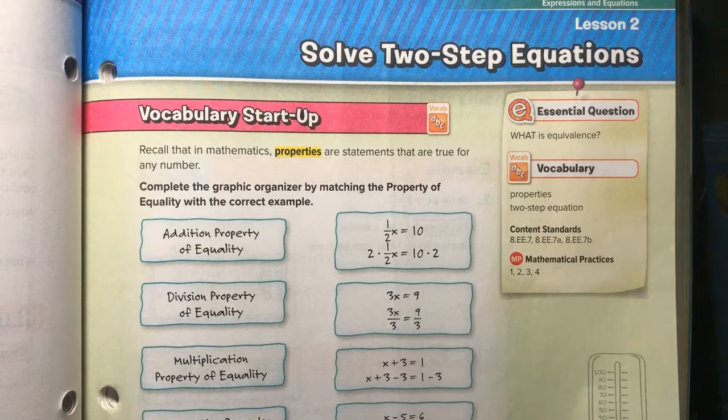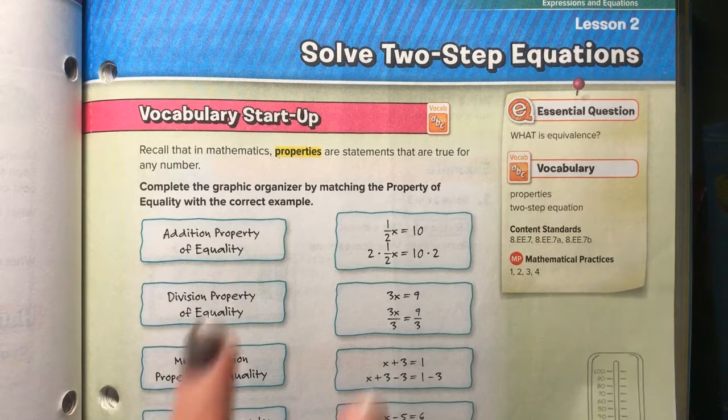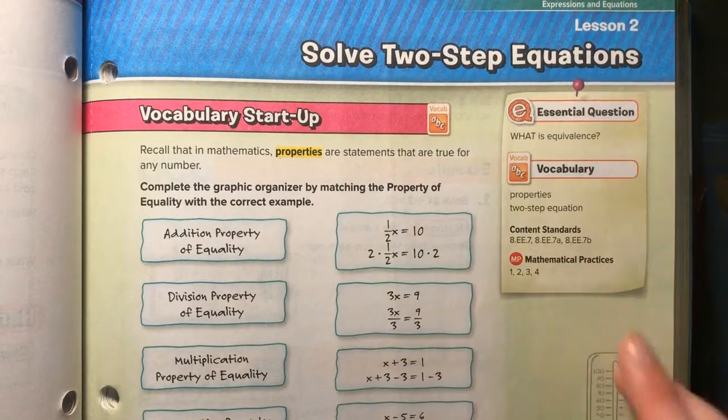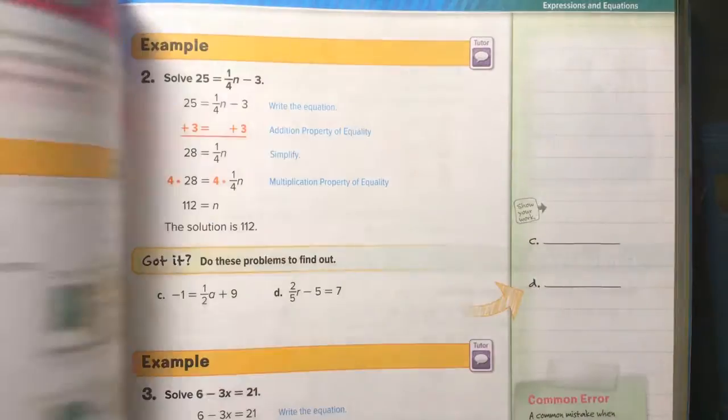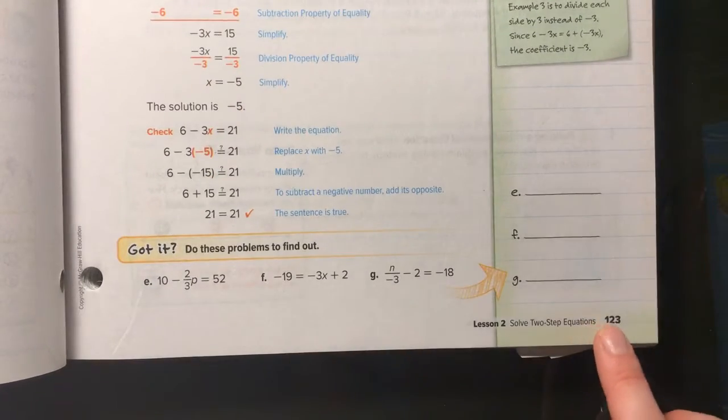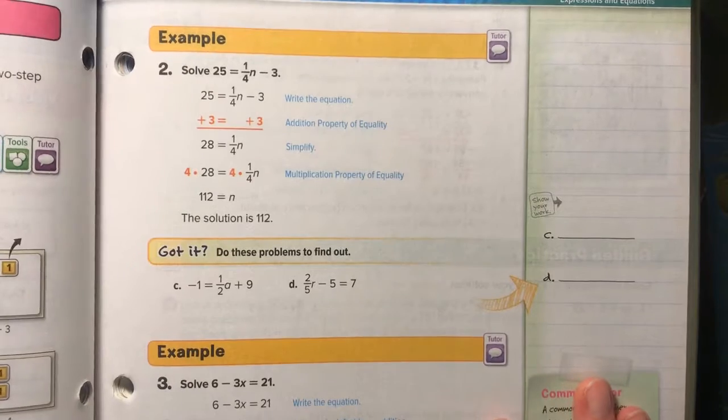Course 2, Chapter 2, Lesson 2, Part 2. So 2, 2, 2. Solve two-step equations. Okay. We're on page 123 on example 2.